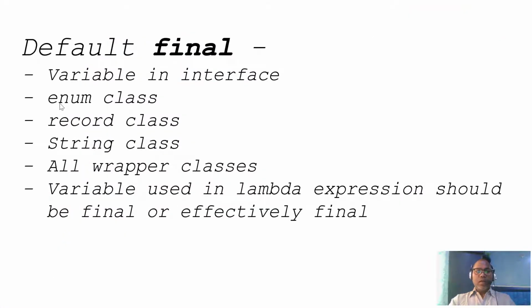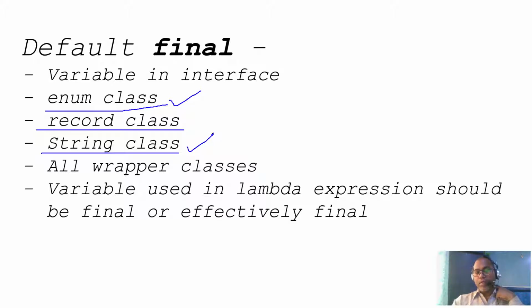And similarly, all enums are final by default. Record classes are also final. Even the String class is also final; you cannot make any subclass. And all the wrapper classes like the Integer class, Float class, Double class are also final by default. You cannot inherit or extend these wrapper classes.